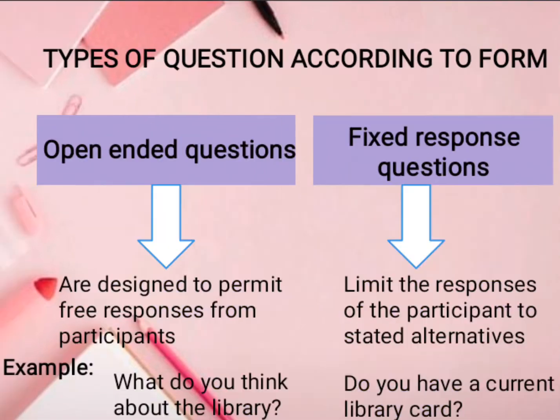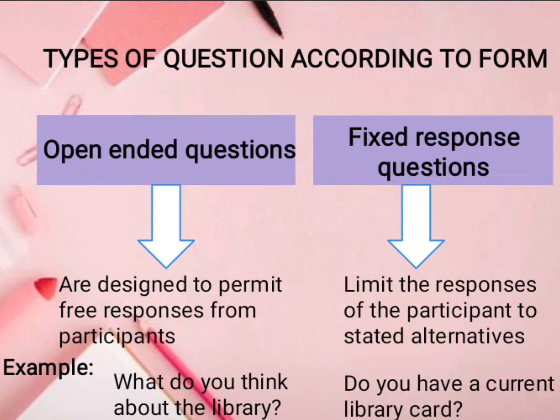onto others. There are two basic types of questions according to form, which are known as open-ended questions and fixed response questions. So, the open-ended or unstructured questions, as the name indicates, are designed to permit free responses from participants rather than ones limited to specific alternatives. As an example of an open-ended question: what do you think about the library?